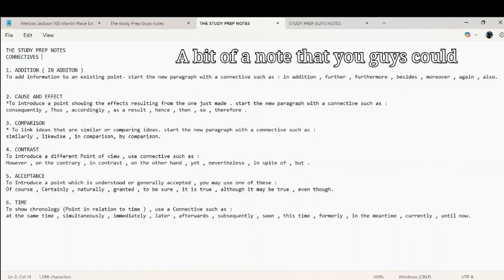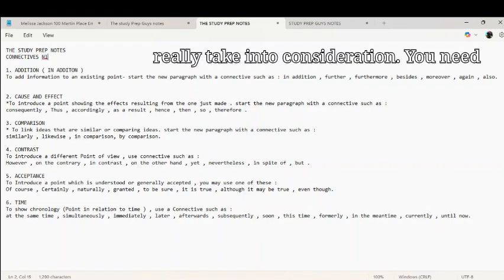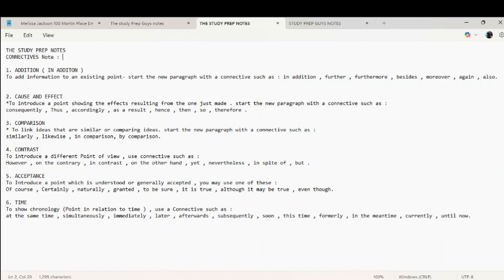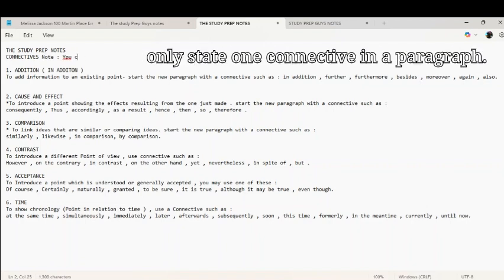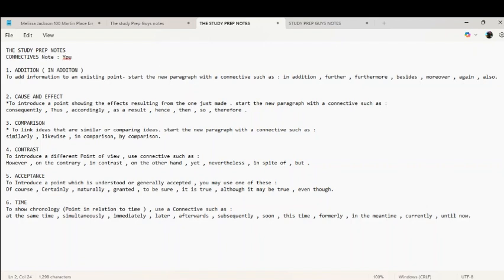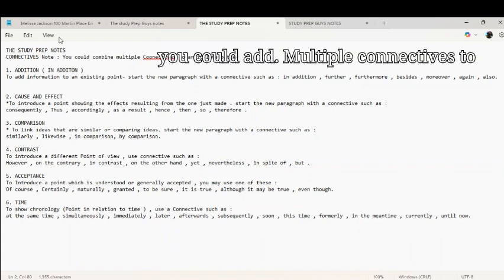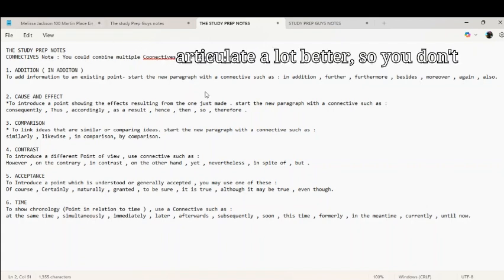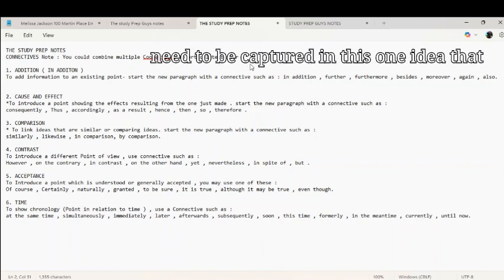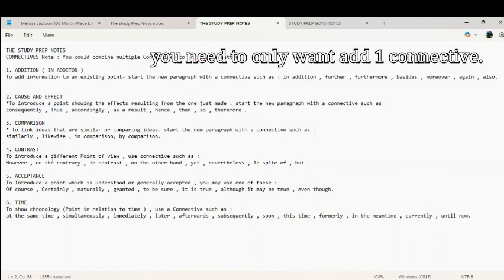A bit of a note that you guys could really take into consideration. You need to know this. You could combine. So you don't need to only state one connective in a paragraph. You could combine multiple connectives to articulate better. So you don't need to be captured in this one idea that you need to only add one connective.